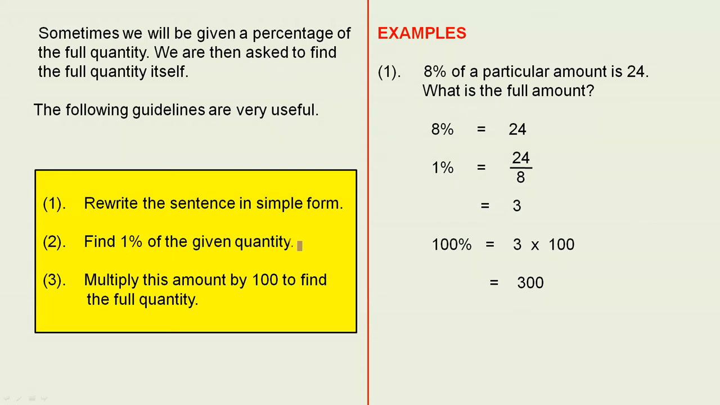Okay, so that's number 2. We found 1%. The third one says multiply this amount by 100 to find the full quantity. So 100% is 3 times 100, and that's 300. So the full amount is 300.